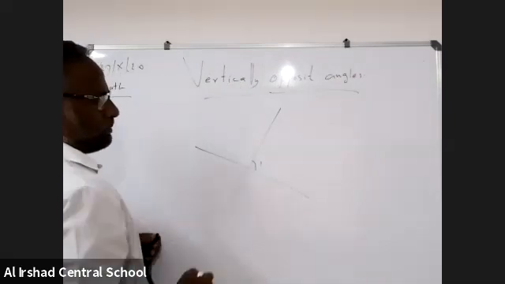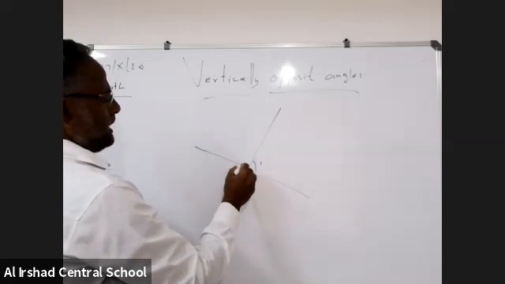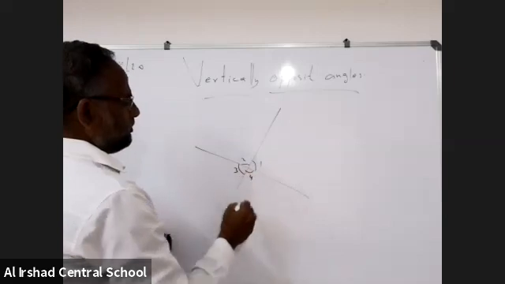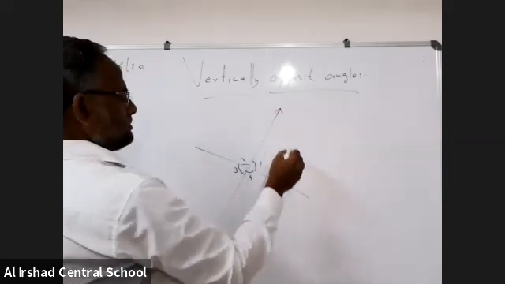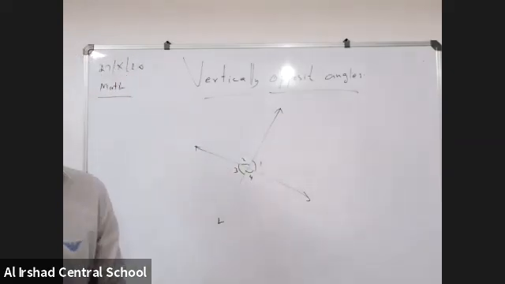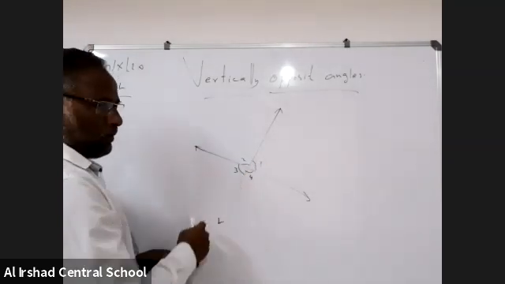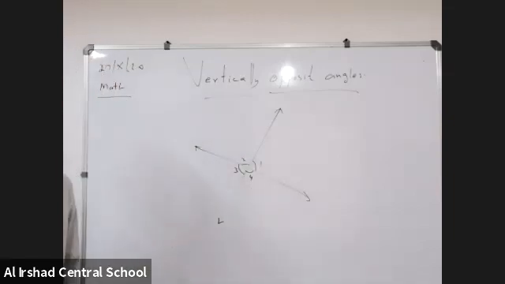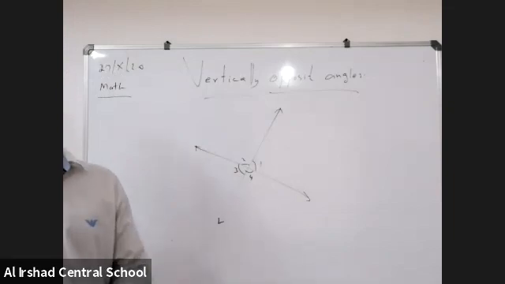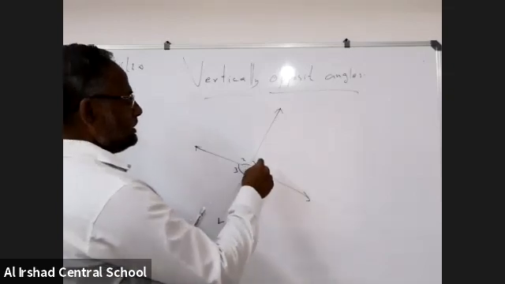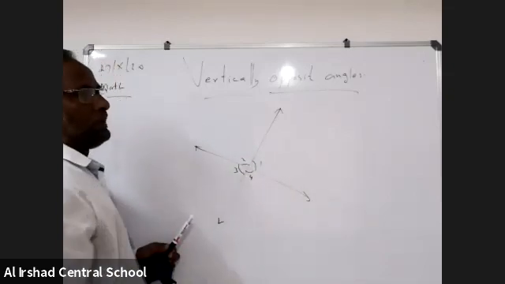Now suppose this is angle 1, this is angle 2, this is angle 3, this is angle 4. Can you see? Mark, all of you. Angle 1 and angle 3 are called vertically opposite angles. Angle 2 and angle 4 are called vertically opposite angles. Vertically opposite angles are equal. Angle 1 is equal to angle 3. Suppose this is 80 degrees, this will be 80 degrees.